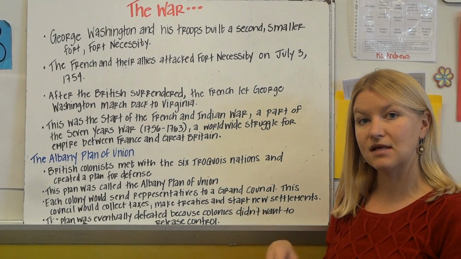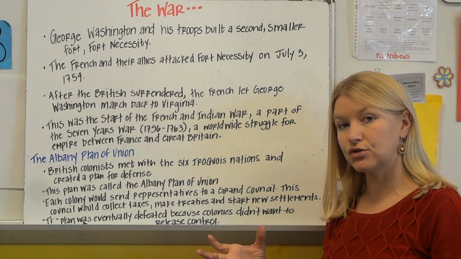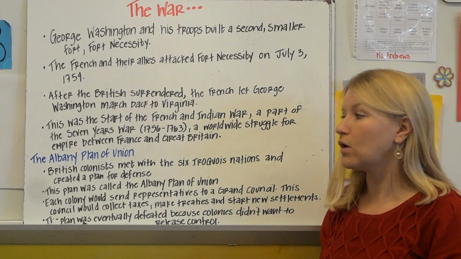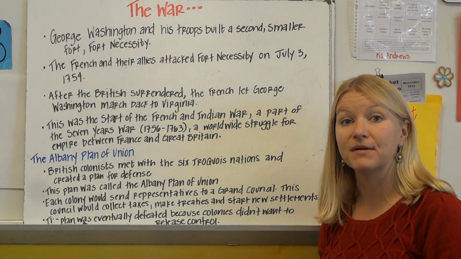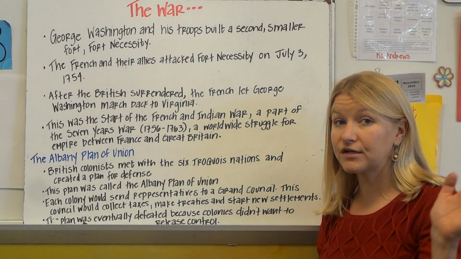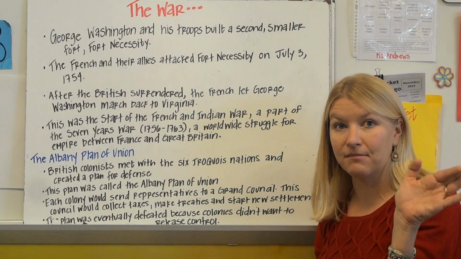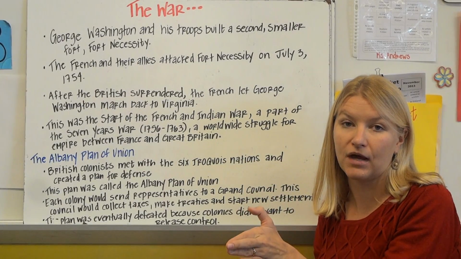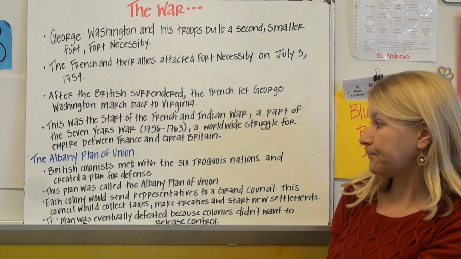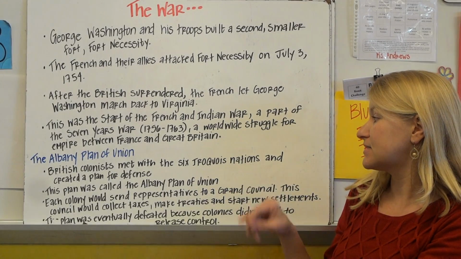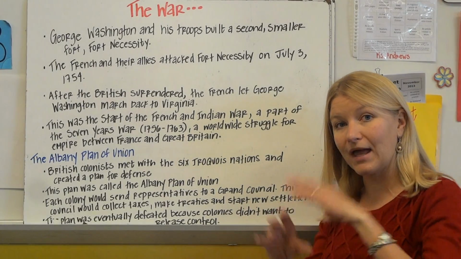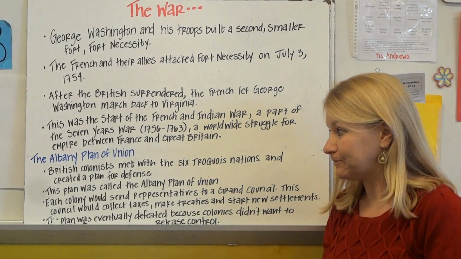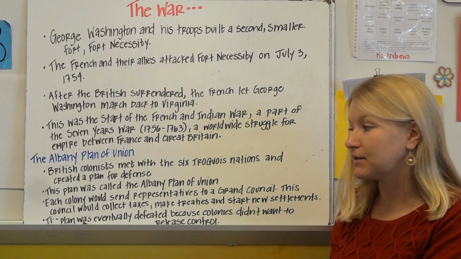So one of the ways that the colonists reacted to all of this going on at the start of the war was the Albany Plan of Union. And this was actually proposed by Benjamin Franklin, who we're going to start to talk about a lot because he had a really big involvement in United States affairs at this time. So the British colonists met with the six Iroquois nations, and they began to plan a way to fight this war well. The plan was called the Albany Plan of Union.